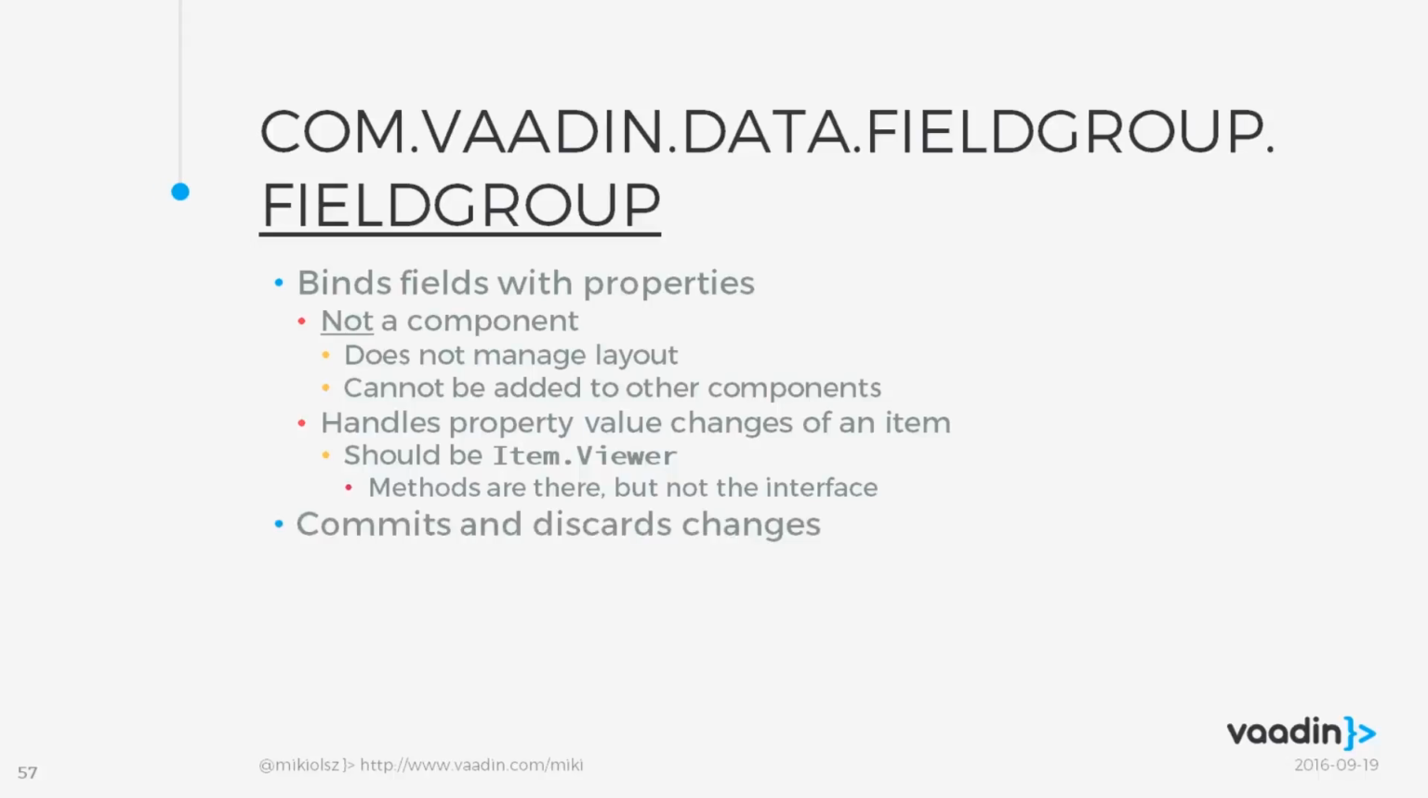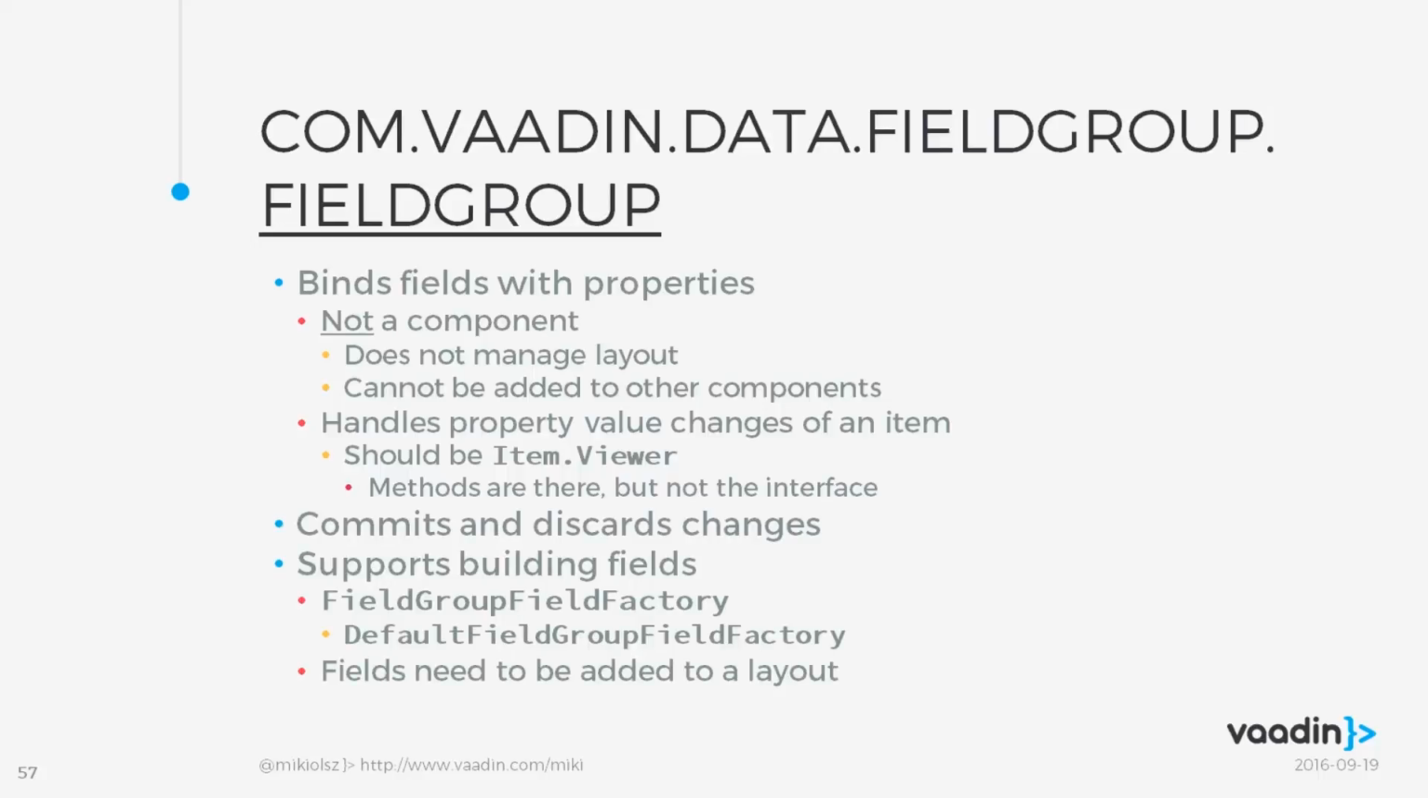What it does is that it binds or builds fields based on an interface called field group field factory, which, based on the type of a field, creates a component that will be displayed. And it does all the magic behind the scenes. So it binds it to a property in the underlying data source. There is a default field group field factory, which is one of the most ridiculous class names I have ever encountered. But it does its job quite well.